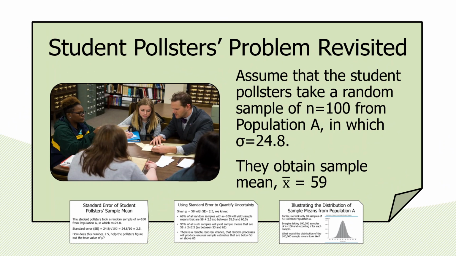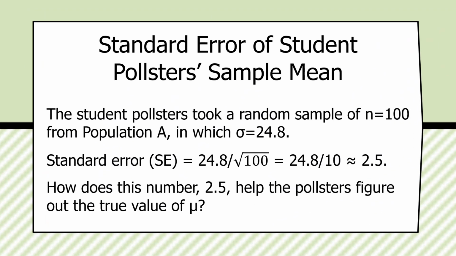Just to reiterate, let's assume that the pollsters took a random sample of n equal to 100 from population A. Remember, that was a population with a standard deviation of about 25. It was 24.8. And they obtained a sample mean of 59. Therefore, the standard error associated with that sample mean, the amount of random noise in that sample mean, is equal to 24.8 divided by the square root of 100, or about 2.5. So now we have a sample mean of 59 and a standard error of 2.5. How does this number, 2.5, help the pollsters figure out the true value of mu?